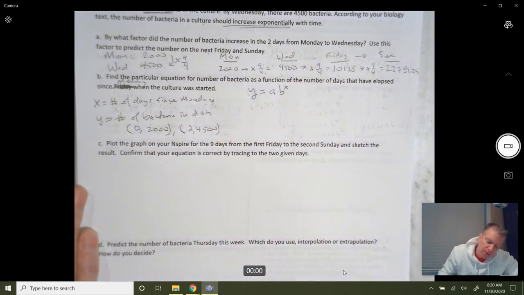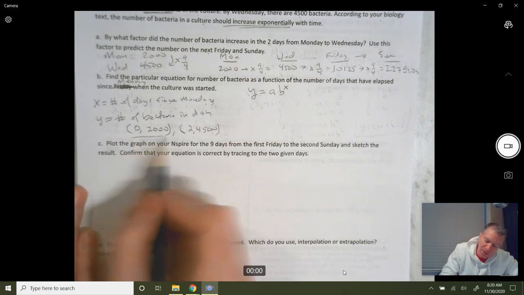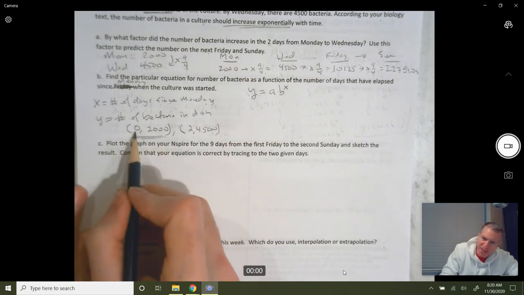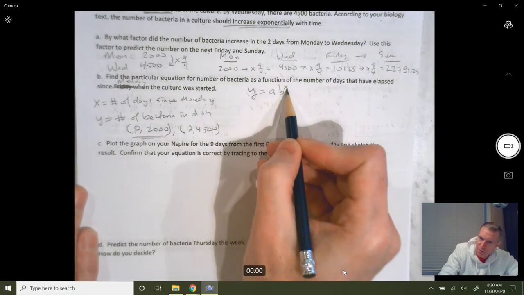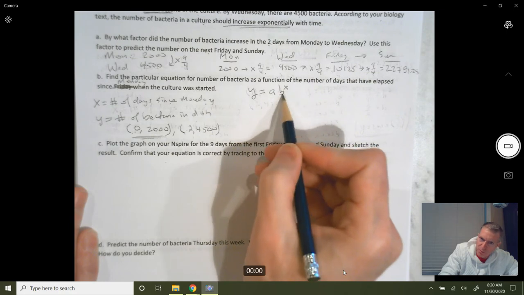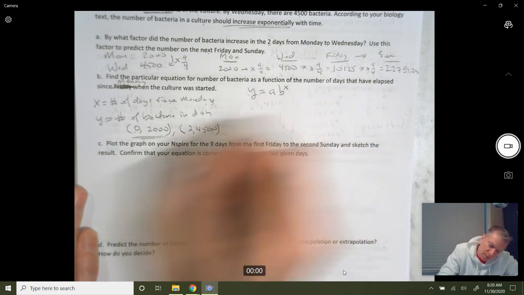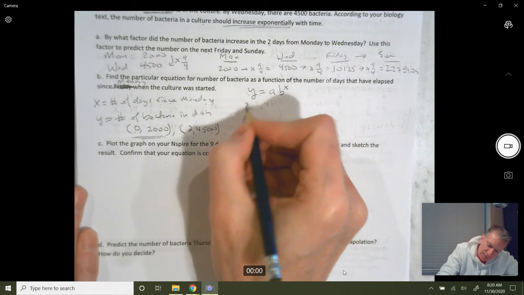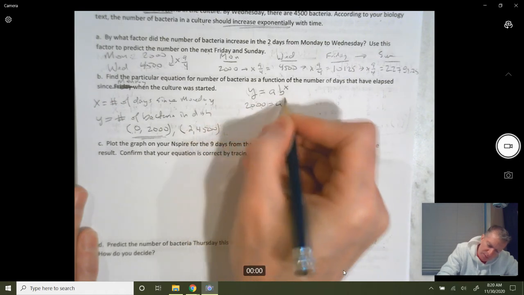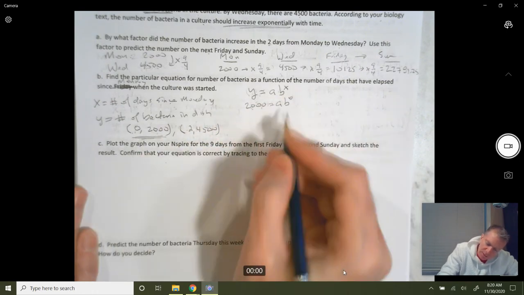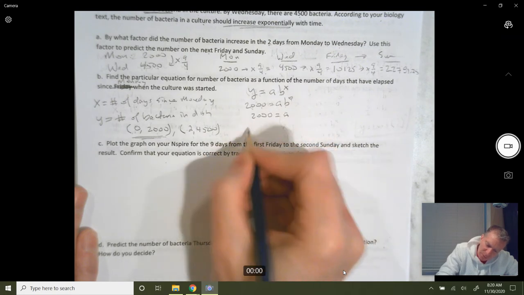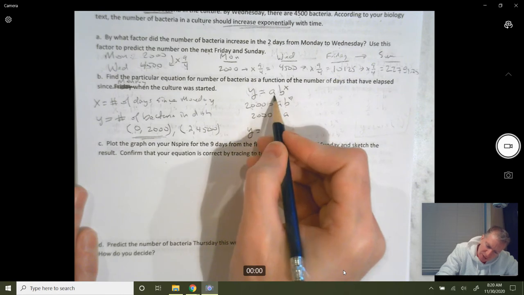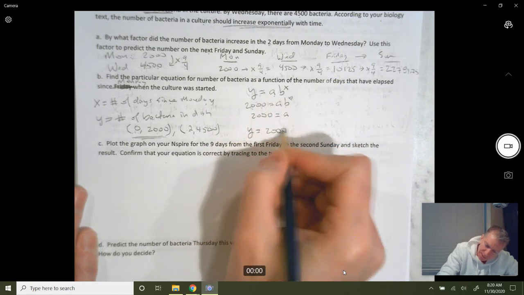So we're going to plug in our first ordered pair. It's always going to be easiest to plug in one where you can have an x value of 0, and you can see why. When you plug in 0 as our exponent, anything to the 0 just becomes a 1. So if we plug in this ordered pair, y is 2,000 equals a times b to the 0. b to the 0 is 1, so 2,000 equals a. So now we've got y equals 2,000 b to the x.